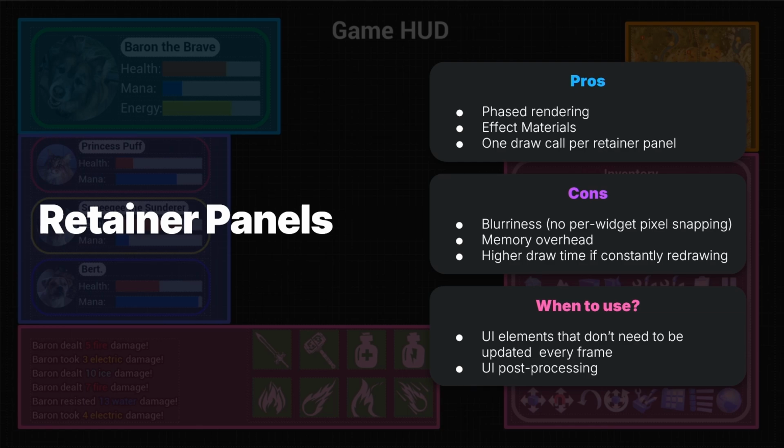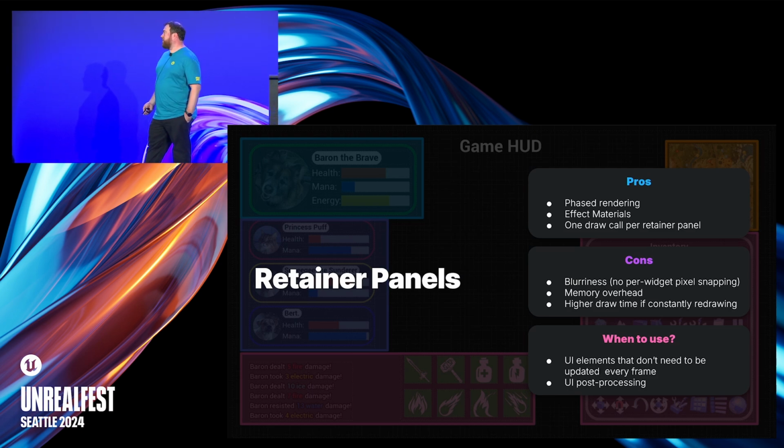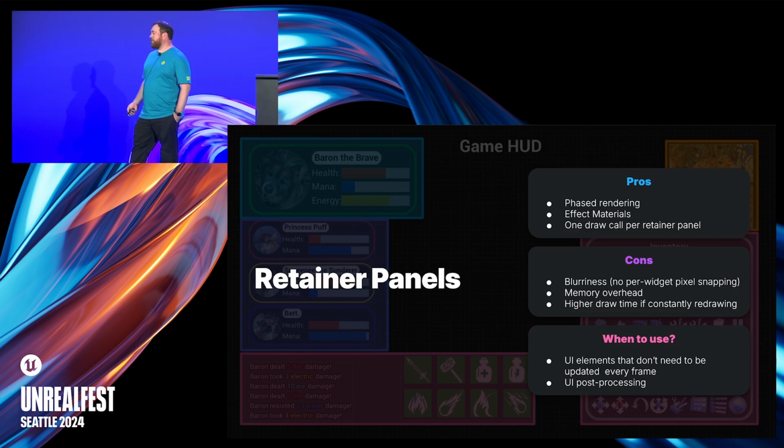If you're okay with your UI running at a lower frame rate, you could say, all right, do this bit every 4 frames or so. We get this cool side effect where we can apply effect materials, which is UI post-processing essentially. And the entire retainer will draw in one draw call because you've put it all in this intermediary thing. You're basically drawing a picture of your widgets, all already combined.